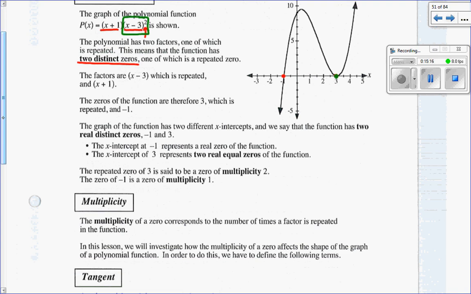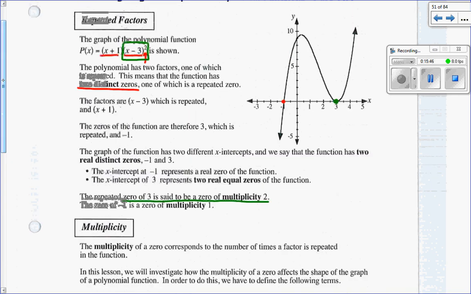Okay, this point of repeat, where this graph touched the x-axis at 3 but didn't actually pass through it, is very important. We call this a multiplicity of 2. We say that this repeated zero of 3 is a zero of multiplicity 2, which means it's being multiplied by itself twice. That's what we see in this original equation right here. This other factor, x plus 1, only has a multiplicity of 1 because it's only a factor once. X minus 3 is a factor that is repeated twice.